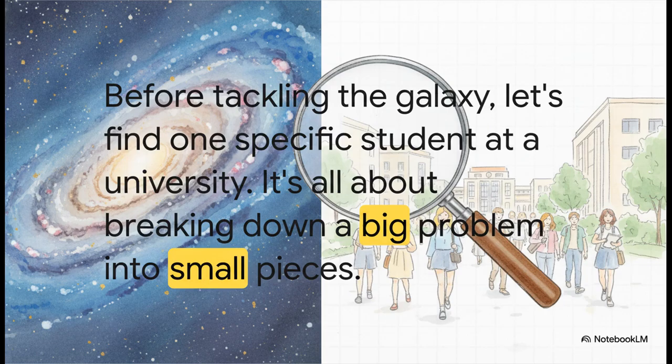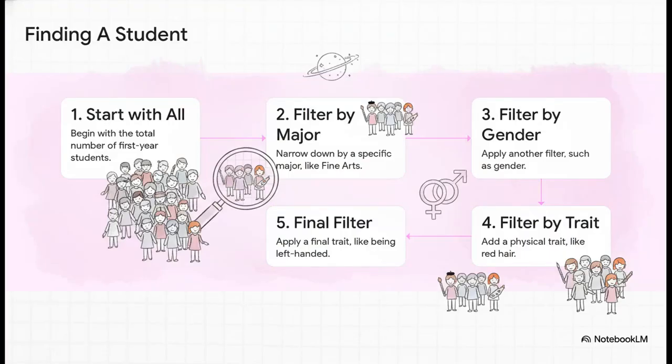And here's the catch. We can't just look at the student records. So we're not just going to pull a number out of thin air. No way. Instead, what we're going to do is create a series of filters. We'll start with the total number of first-year students, and then we'll apply one filter, then another and another, using probabilities to narrow down the crowd. Let's see how this actually plays out.